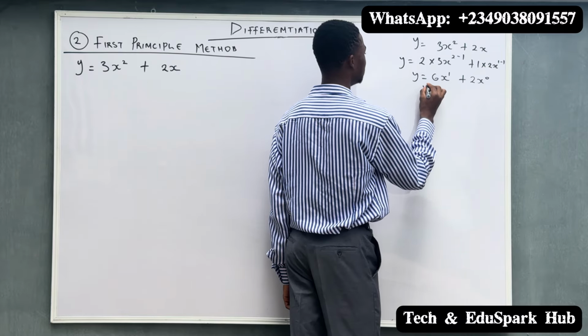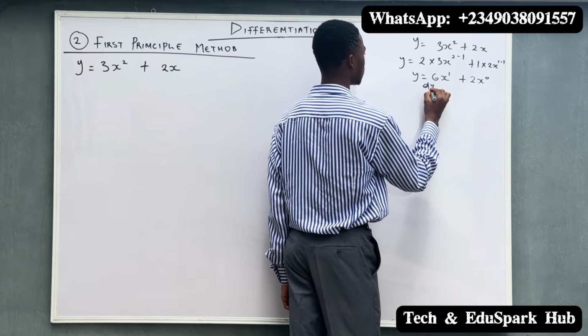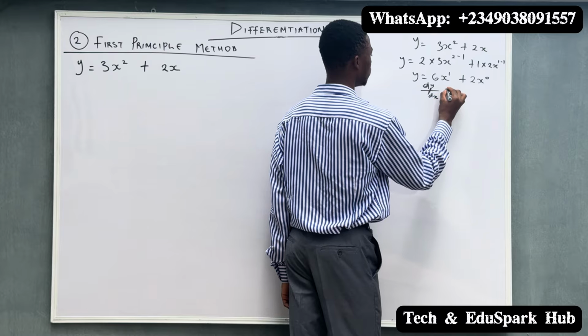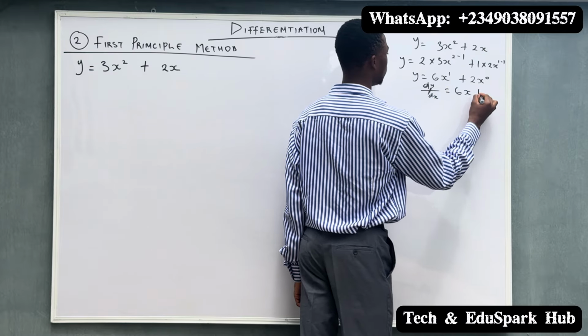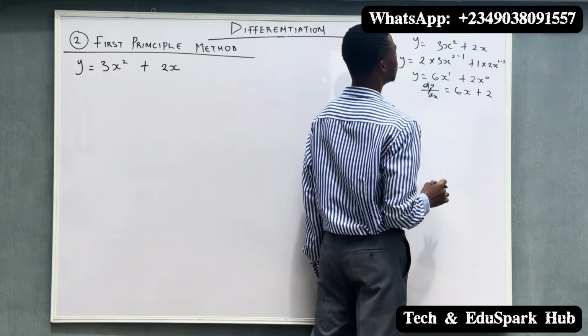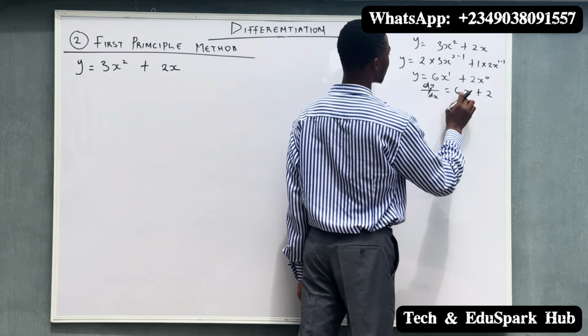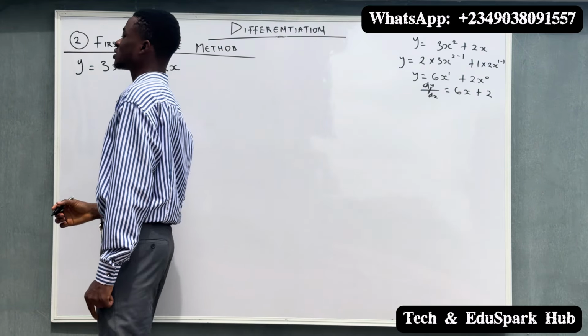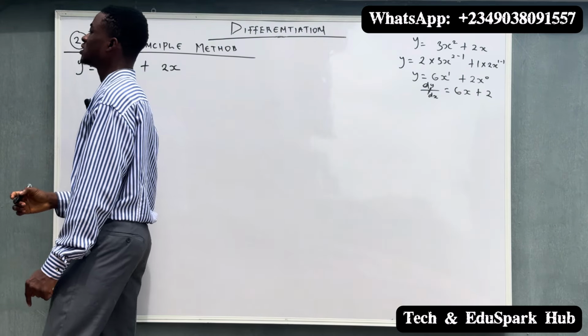So our final answer, which is dy over dx, will be 6x plus 2, because anything raised to power 1 is that thing, and anything raised to power 0 is 1. So 2 multiplied by 1 will give us 2. So when we use the general method, we get 6x plus 2. Now let's use the first principle method and see what this will give us.